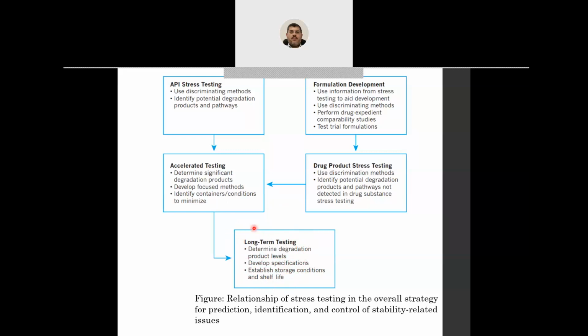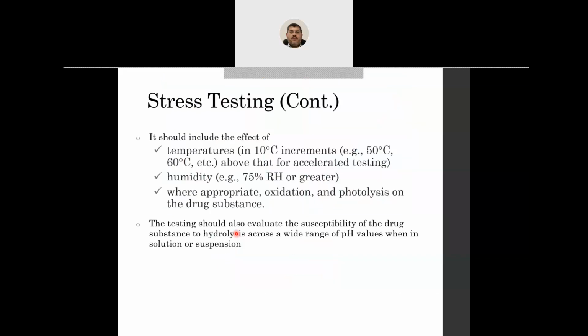And in long-term testing, we store the formulation in the primary packaging, as we mentioned, or immediate packaging, and we keep it at the storage temperature that it should be stored at upon marketing. The normal temperature is either 25 or 30 degrees, or if it is heat sensitive, then usually 4 degrees. And some products can be frozen.